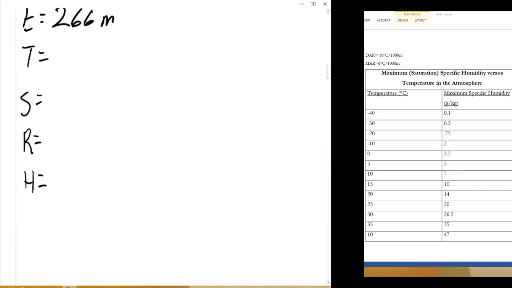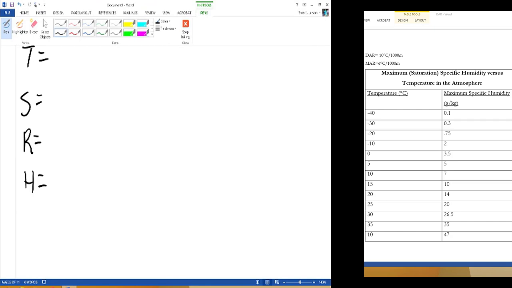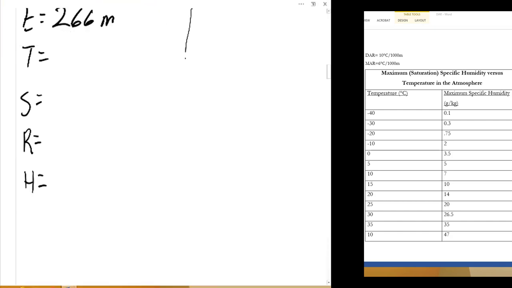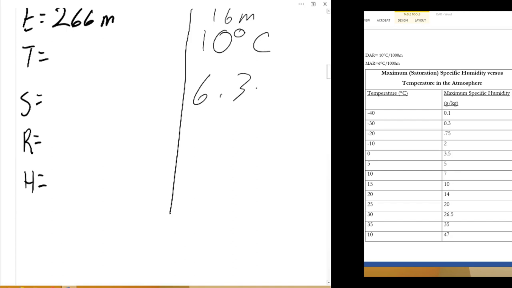So now we need to figure out what our station number 2 is going to be. So as you recall, our temperature at the last station was 10 degrees. Our old temp was 10 degrees. Our old elevation was 16 meters. Our former specific humidity was 6.3 grams per kilogram. And then we had a 90% relative humidity. So to figure out our new one, we have to figure out what our new temperature is.